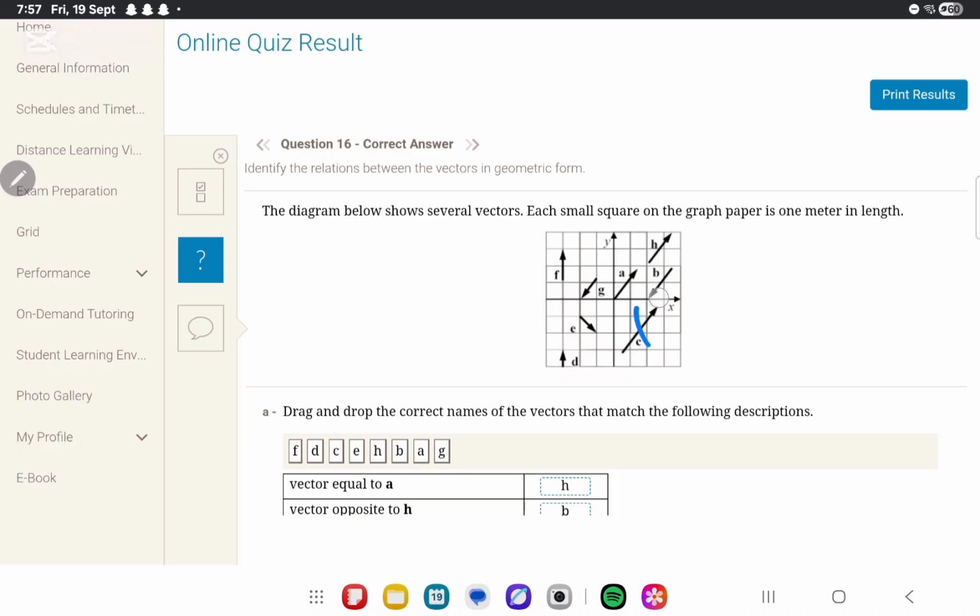Now, vector opposite to H is my second part. Vector opposite to H means it's the same magnitude but in the opposite direction. What's the opposite direction of something going like this? It can be something like this. So, A is out, C is out, E is out, F is out, D is out, leaving B.